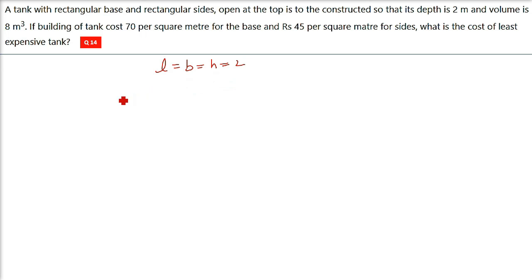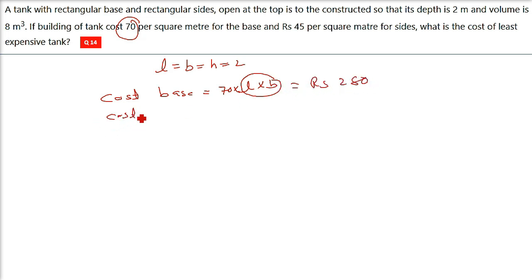When you have all these as 2, cost is going to be what? Just multiply the area with the cost. So length into breadth is the area of the base, and what will be the cost? Because 70 per square meter, 1 square meter is 70, so L into B square meter will be 70 into L into B. This is going to be 70 into 2 into 2, that is going to be 280.